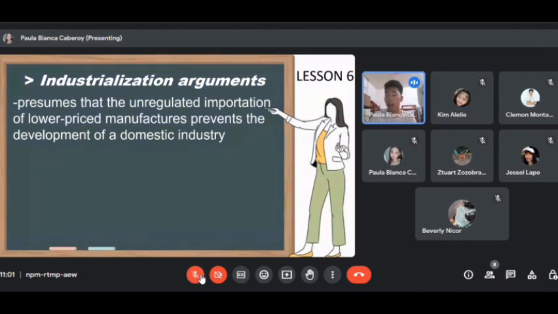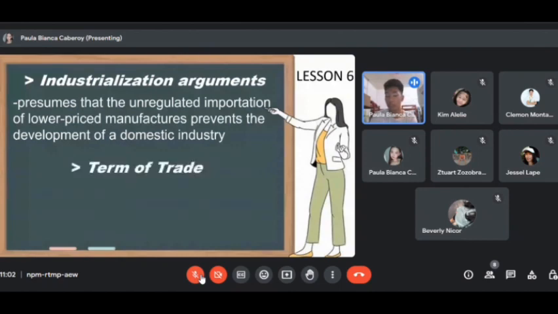So, in summary, industrialization arguments: while import restrictions can protect domestic industries, they also come with risks. So, balancing is crucial for sustainable economic growth.